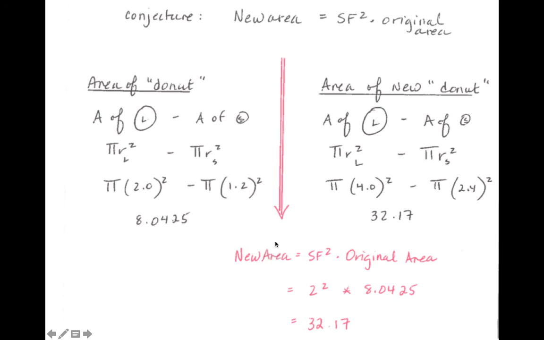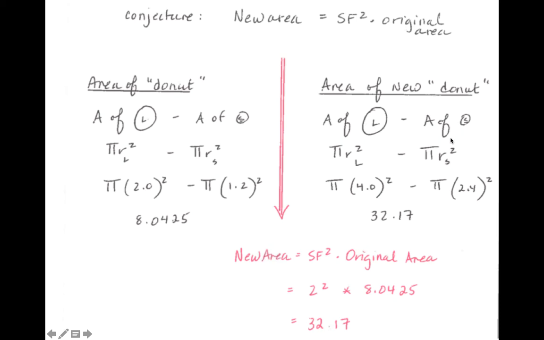Now, I'm going to try finding the new area using my conjecture. So I take my scale factor, which is 2, and I'm going to square it, 2 squared, times the original area, and I get a number of 32.17. But now I'm going to make sure that that's actually the correct amount. So I'm going to find the area of the new donut.